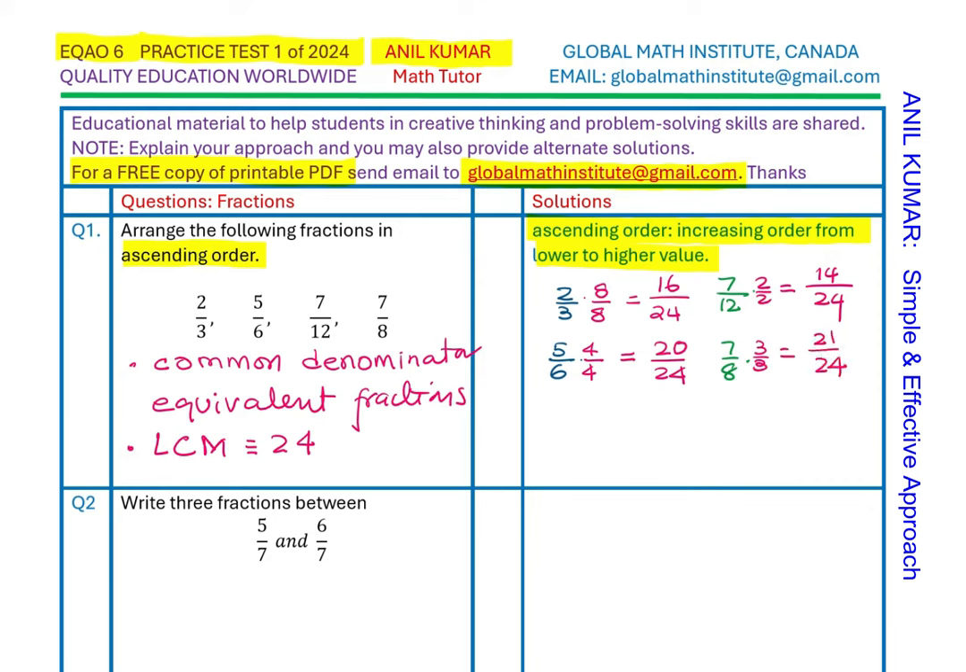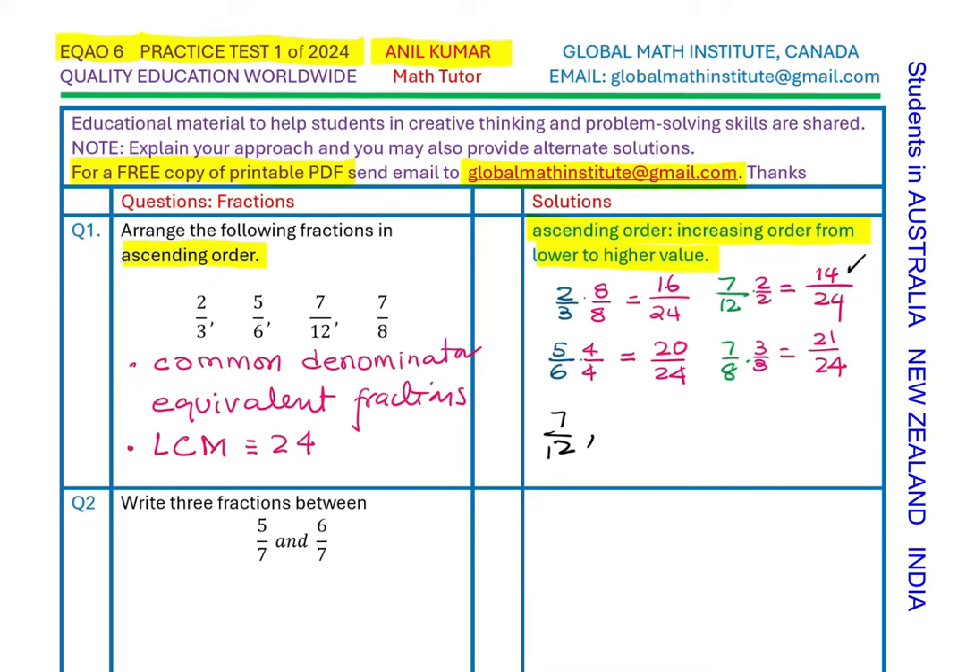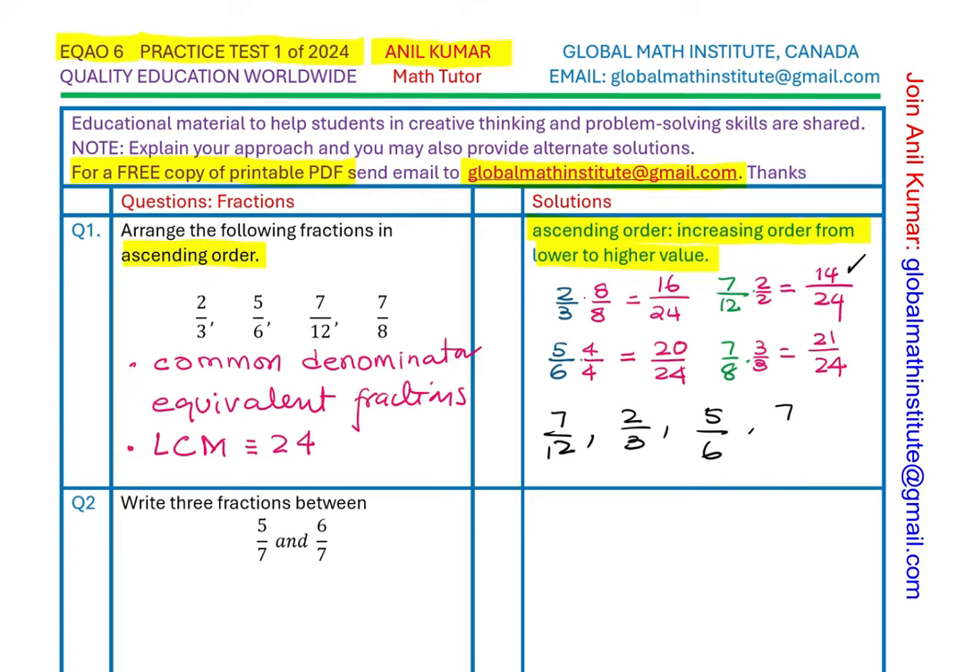Now when we have all the fractions with common denominator 24, we can easily rearrange them. Clear? So all of these, the lowest is which one? We are working with numbers 16, 14, 20, and 21. Clearly, the lowest is 14 over 24, so for that we will write 7 over 12. Makes sense? Then after 14 comes 16, so we'll write 2 over 3, which is the equivalent fraction, and then 20, which is 5 over 6. And then 21 over 24 is the largest of all, so that will be 7 over 8.